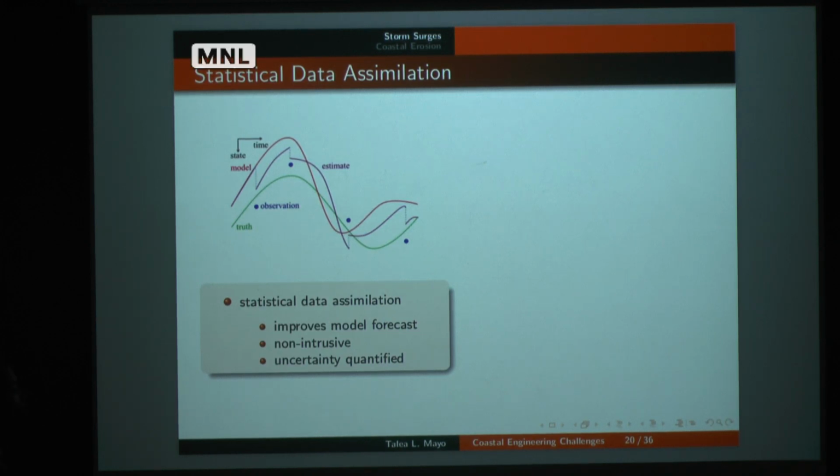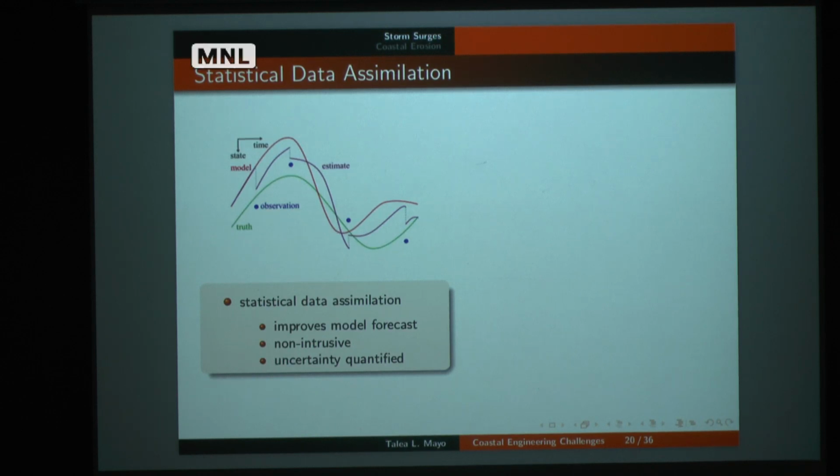So let me just walk you through the highlights of the method. The method that I came up with belongs to a class called statistical data assimilation. So, the benefits of statistical data assimilation methods: you're going to combine your data with your model to make the model better.